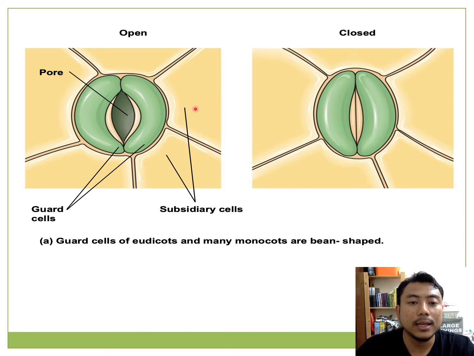Okay, so another name for the cells next to the guard cells is subsidiary cells. You can use the term, actually I prefer the term subsidiary cells. Also, in general, all of them are epidermal cells. So specifically the ones next to the guard cells are subsidiary cells, ataupun ada juga term nama lain dia adjacent cell, but I prefer to use the term subsidiary cells.